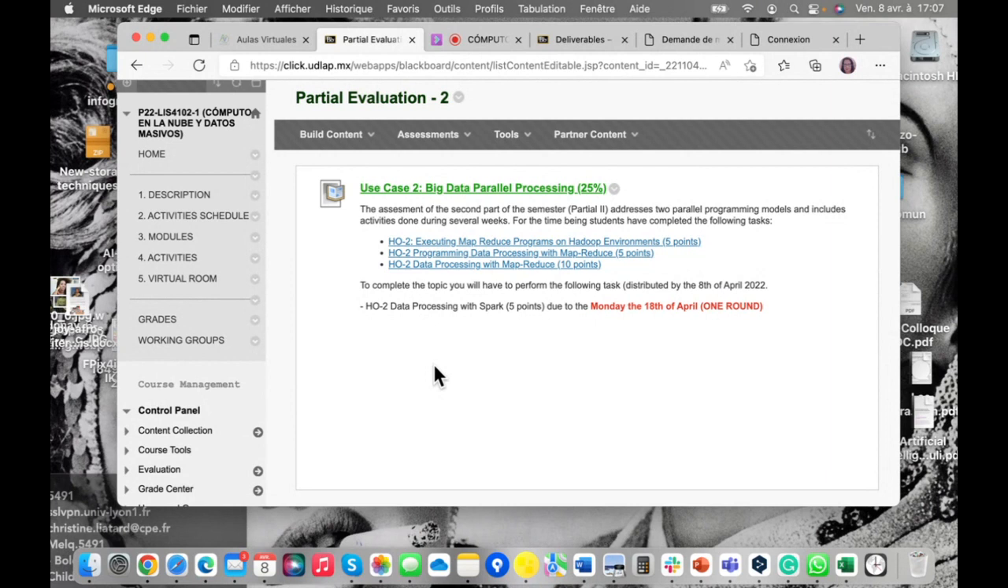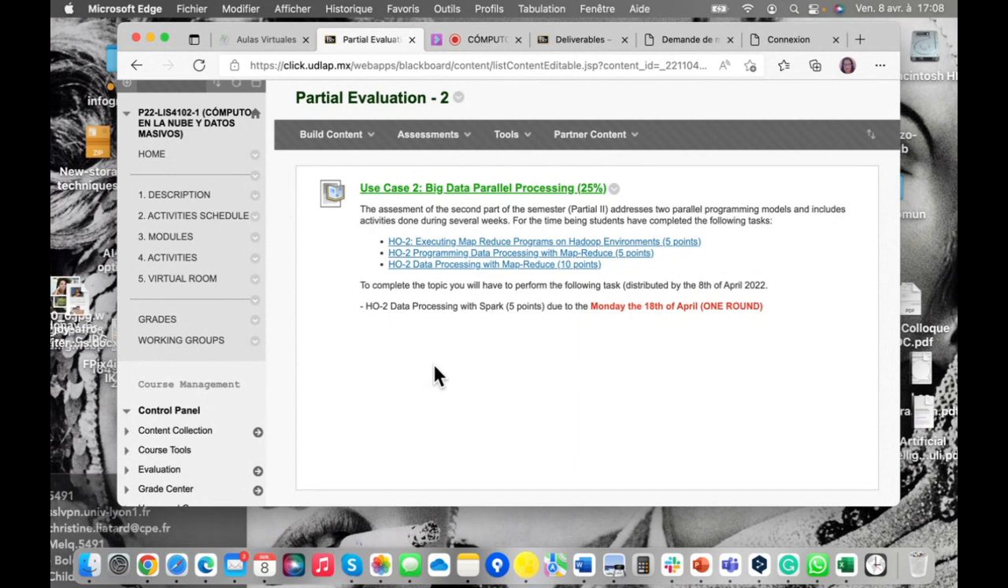So this is done, and the only thing that is missing and that you have to do, after the spring break, is the part of Spark that, as you can see, is 5 points worth. So it will be again a short theory exercise regarding the aspects that we have been studying and that we will complete between today and tomorrow with Spark. And with that, we will have partial evaluation 2.